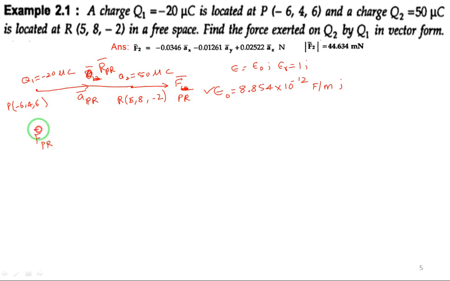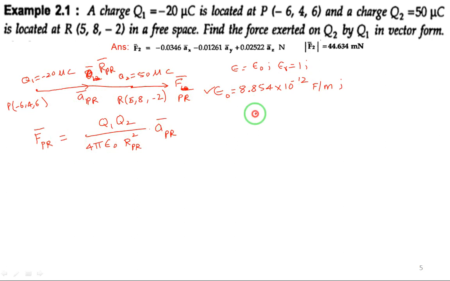Fp to R is equal to the product of two charges, that is Q1 Q2 by 4 pi epsilon naught RPR square, where RPR is the distance between the two charges, RPR square, into the unit vector APR. Right? I have the formula now.